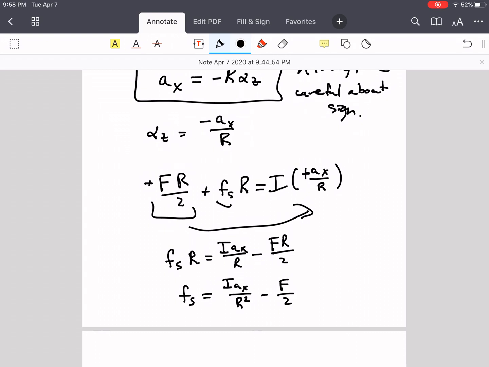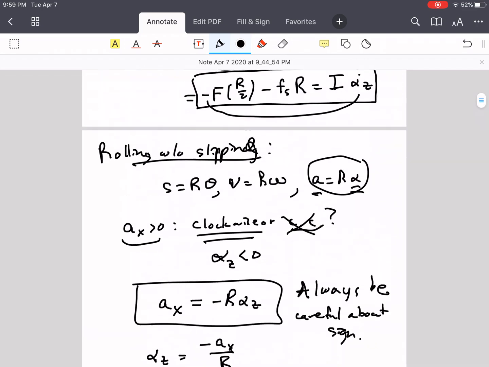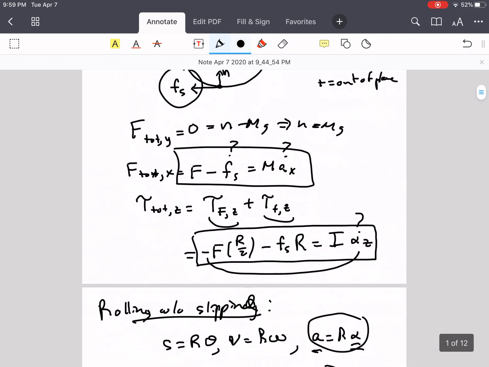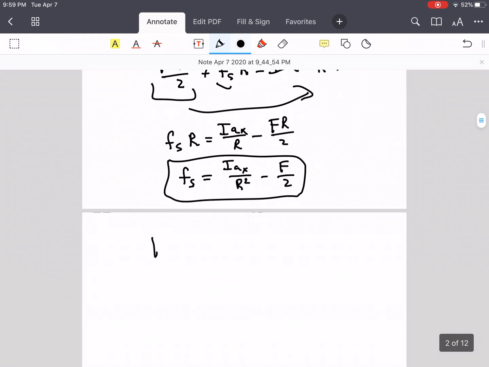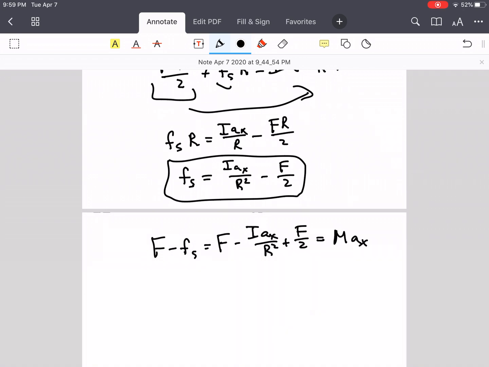Finally, I plug this into my Newton's law, the force equation. So the total force, capital F minus Fs, is equal to, now if I plug this equation in, F minus Iax over r squared plus capital F over 2, is equal to mass times acceleration, max. I want to solve for acceleration, so let's bring this over here.